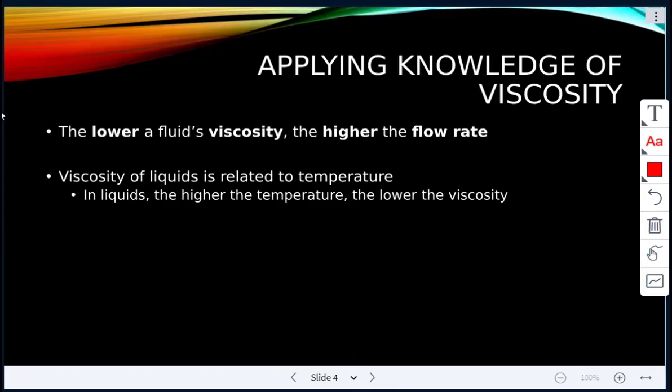Okay, so the lower a fluid's viscosity, the higher the flow rate. Let's compare water to honey. Honey is more viscous compared to water. Water has a lower viscosity, so therefore water will have a higher flow rate and honey would have a lower flow rate. And viscosity of all liquids is also related to temperature. If you increase the temperature in liquids, the higher the temperature, the lower the viscosity.